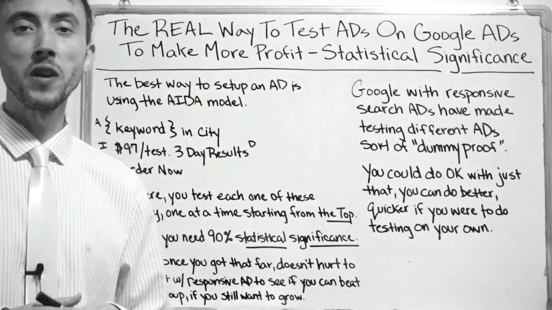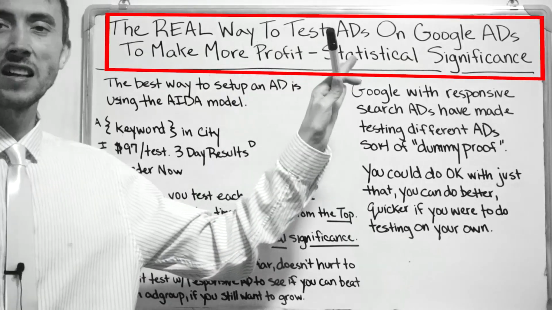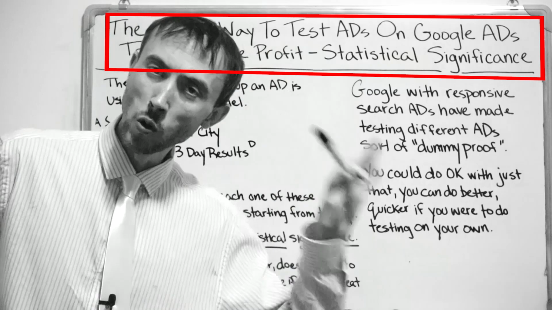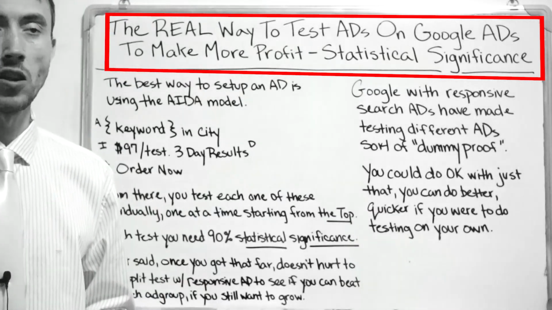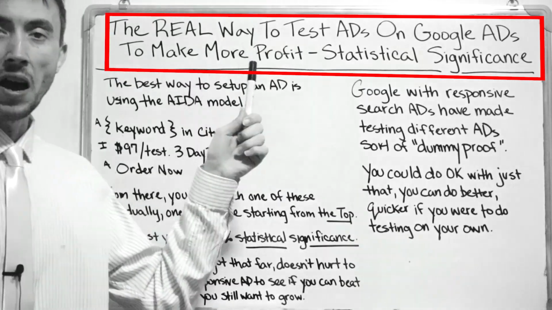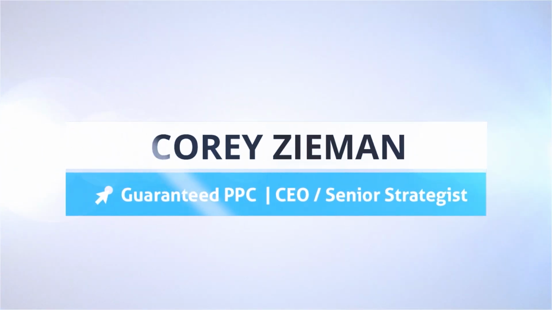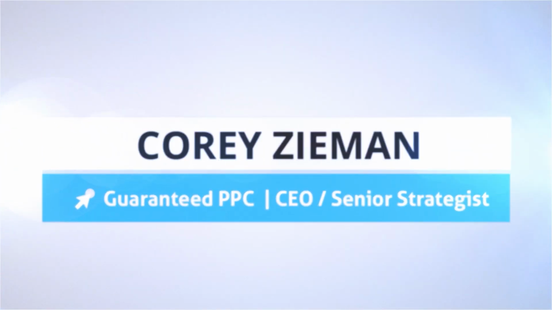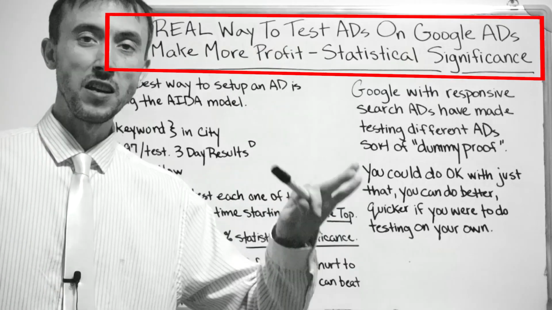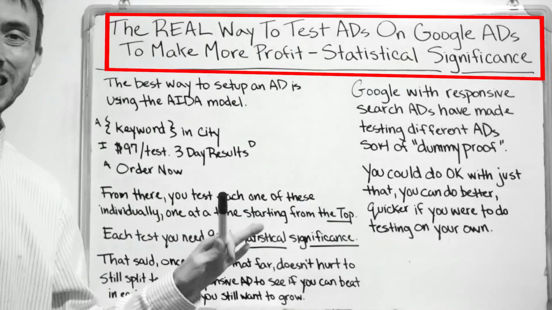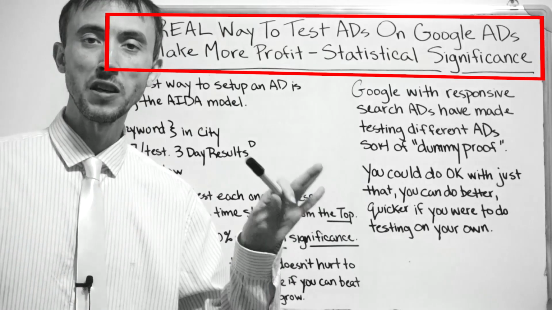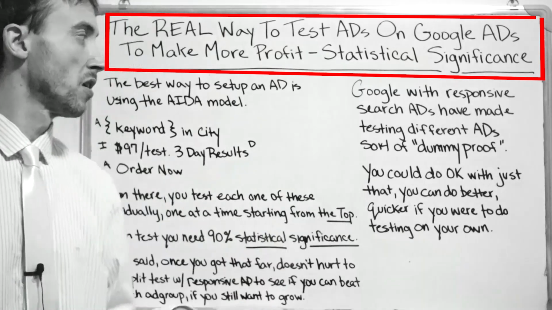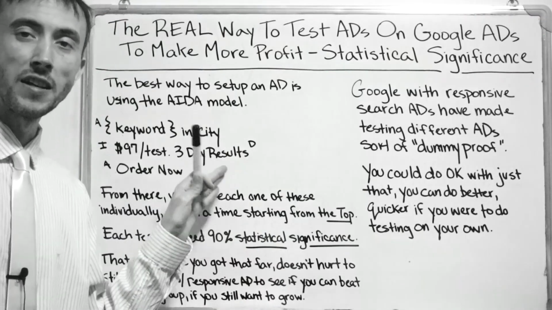Today's video, we are going to talk about how to test your ads. The real way to test your ads on Google Ads to get more profit out of your Google Ads, by having and finding the better ad. There's a definite system you can follow that's repeatable and will get results every time, of which we're using on our clients' campaigns every time.